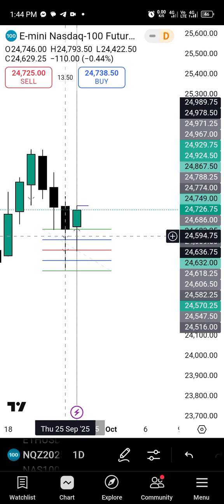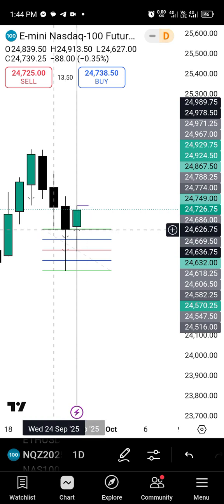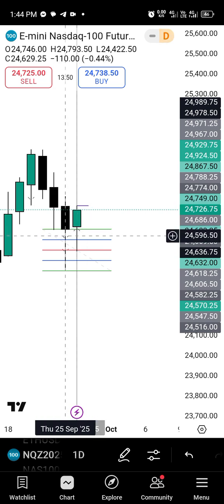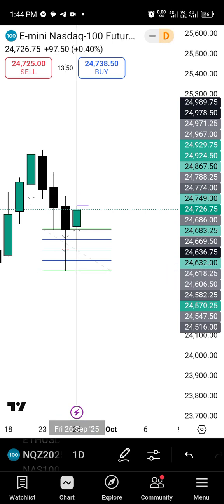So first what I did, I graded the discount week from the high to the low of Thursday's down close candle. So let me drop to the 1 minute time frame.